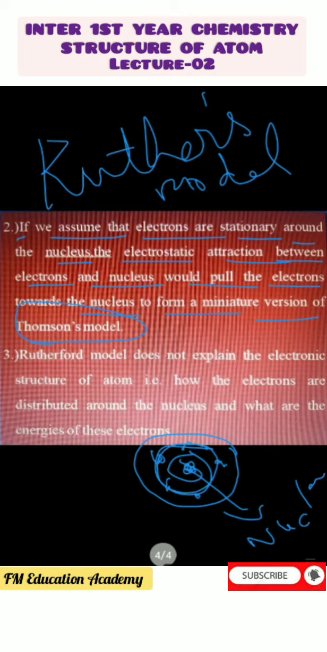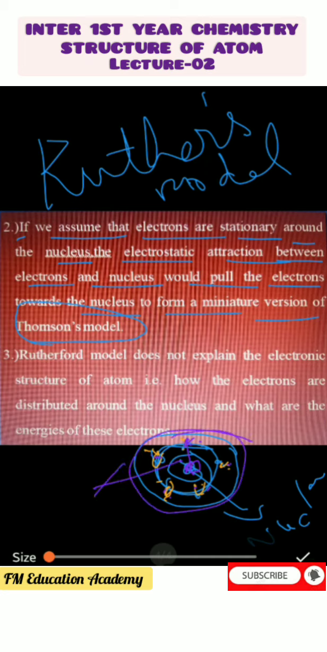So when these electrons are stationary, then we assume that there will be some electrostatic force of attraction between this nucleus and these electrons, and that electrostatic force of attraction, that nucleus will pull the electrons together and that will make Rutherford model into Thomson's model. So that is a drawback. How can Rutherford's model become equal to Thomson's model? Because the electrostatic force will keep the electrons together. That is the second drawback.